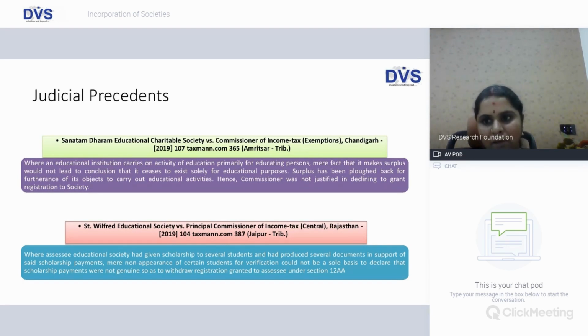And also in the same case, during the time of demonetization, there were several old notes, the cash denominated notes lying in the educational institution. Again, the commissioner CIT held that these notes were held by the educational institution, which was in contradiction to the provisions of Income Tax Act. But again, the educational institution could produce and substantiate it with the necessary evidence, and hence this particular commissioner was not justified in declining to grant registration of society.